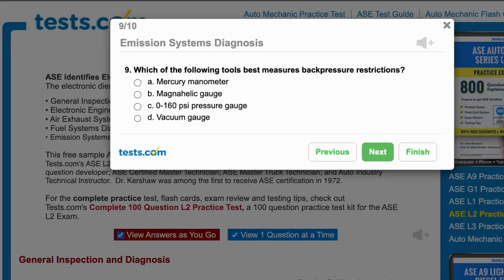Emission systems diagnosis. Question 9. Which of the following tools best measures back pressure restrictions? A. Mercury manometer. B. Magnehelic gauge. C. 0 to 160 psi pressure gauge. D. Vacuum gauge.